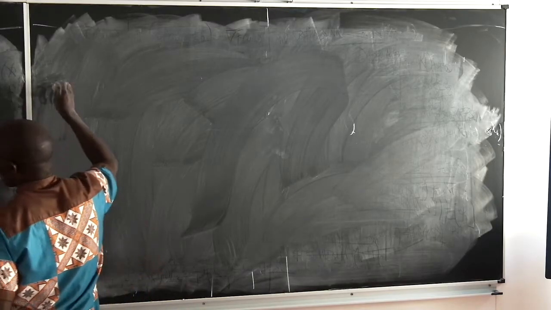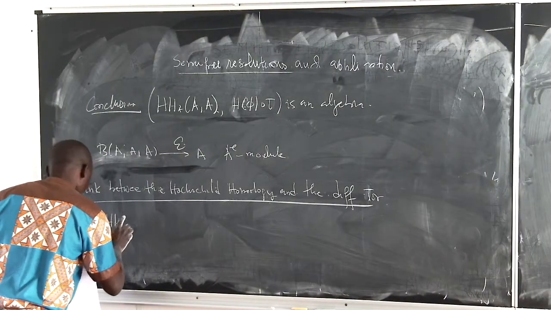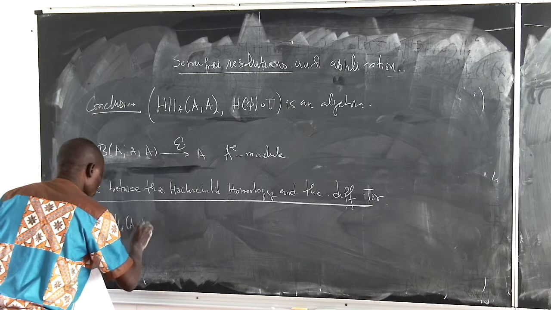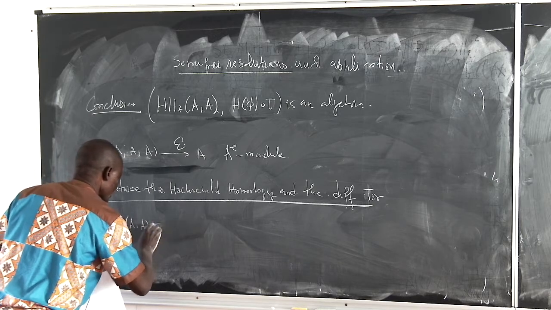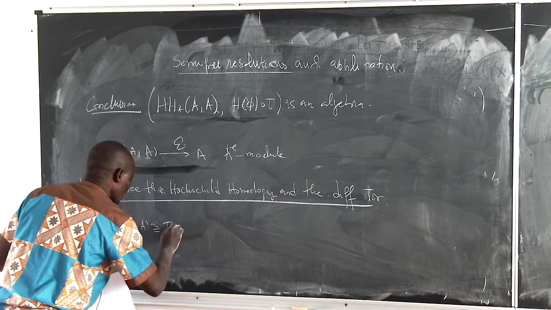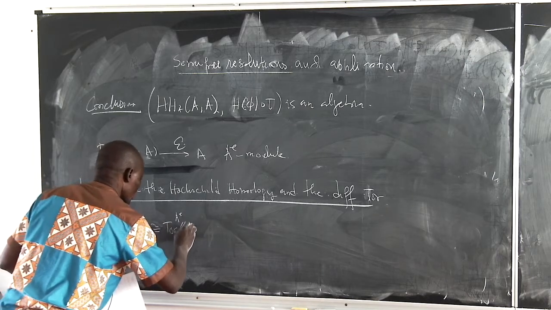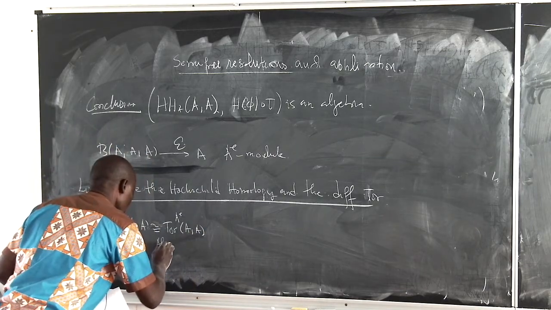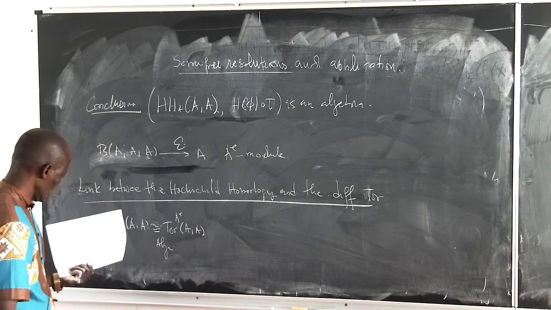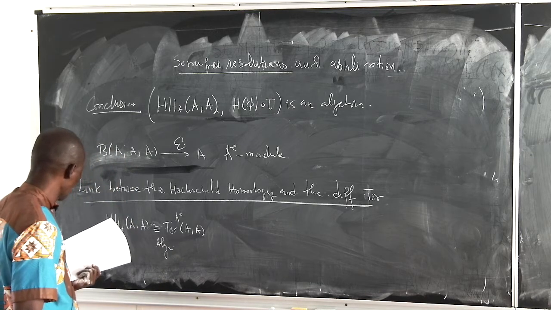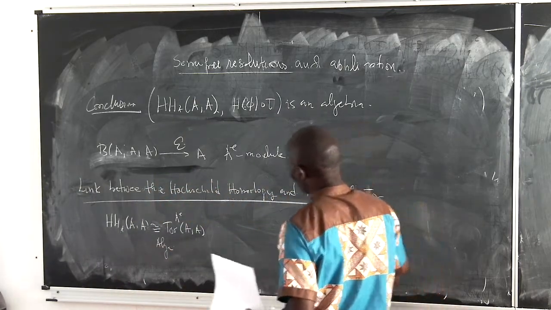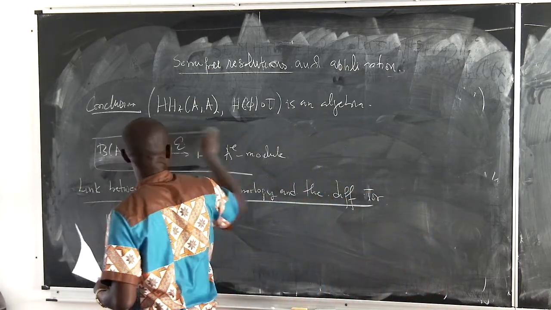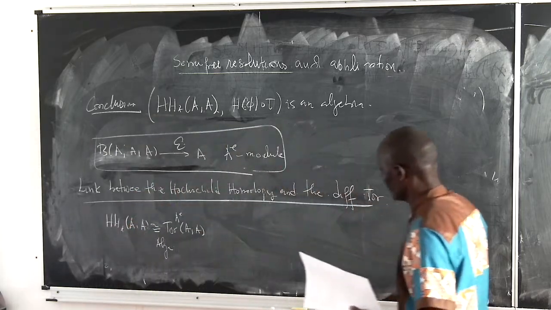What we have here as link is that the Hochschild homology of A with coefficient in A is isomorphic, as algebra, to Tor of A, as algebra. This comes from the fact that this is a semi-free resolution. The proof is done here.